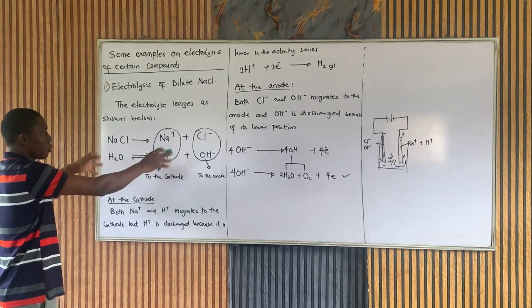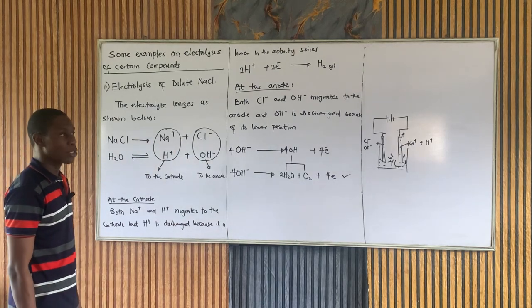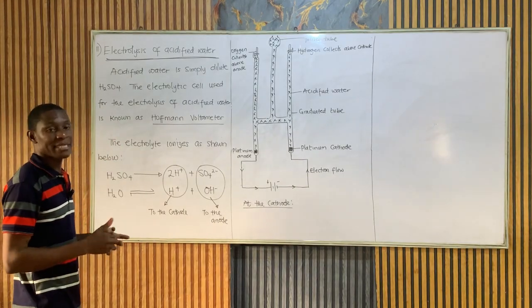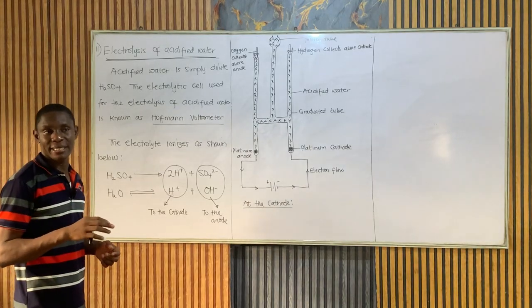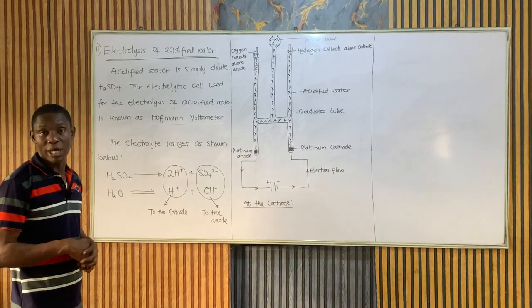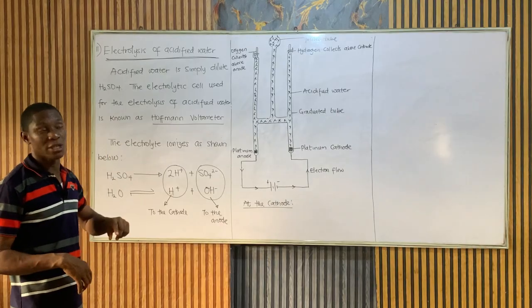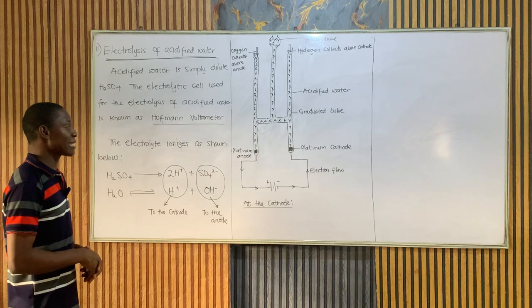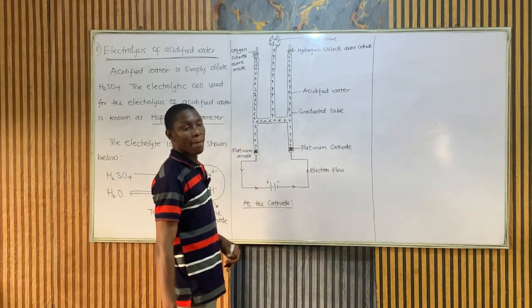Just want to illustrate to go along with what we just said here about electrolysis of dilute sodium chloride. The example here is electrolysis of acidified water. You see, acidified water is actually just dilute H2SO4. And the electrolytic cell used for this electrolysis of acidified water is known as the Hoffman voltameter. So this is the Hoffman voltameter.